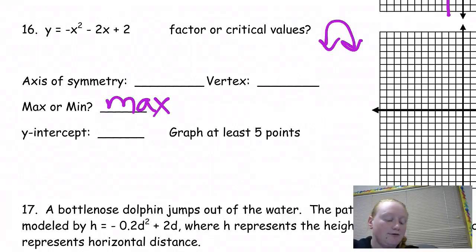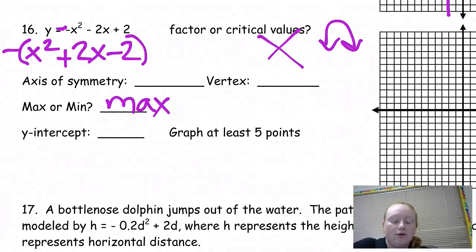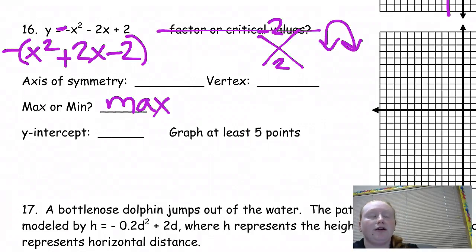I'm going to try to factor this out. Since it has a negative in the front, I need to factor out the negative to get positive x squared plus 2x minus 2. I'm going to try to multiply to negative 2 and add to positive 2. There's no possible things that will do that. I can try my 1 times 2 in all the different ways, and it just doesn't work. So now I get to go to my axis of symmetry. There's no factor, there's no critical values, there's no x-intercepts. Okay, not that we know about.